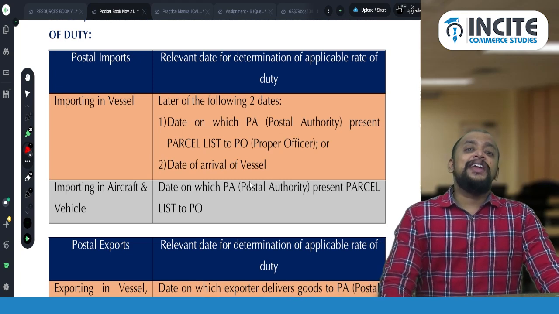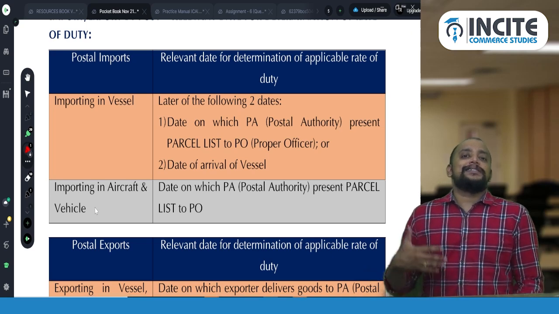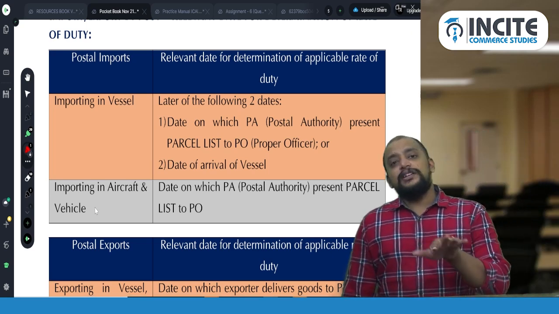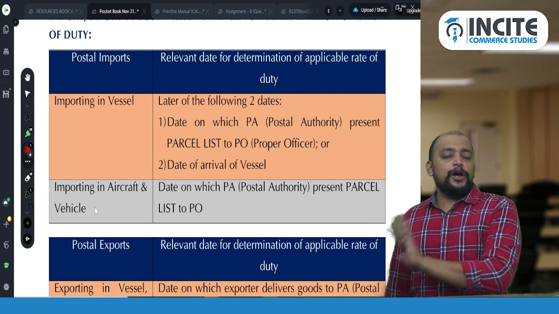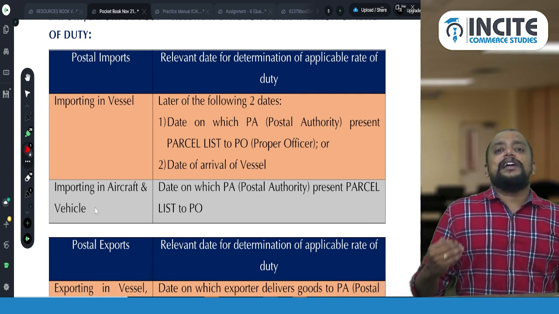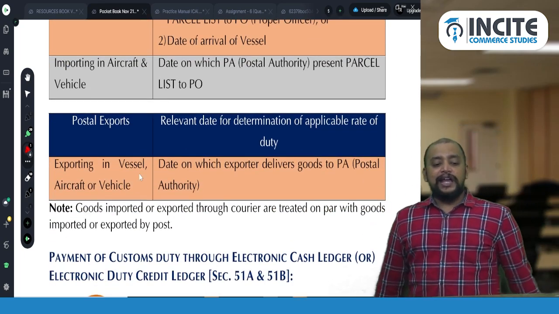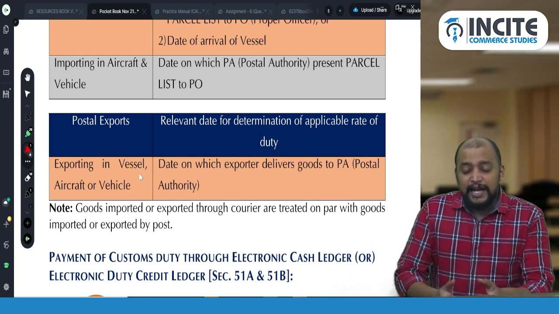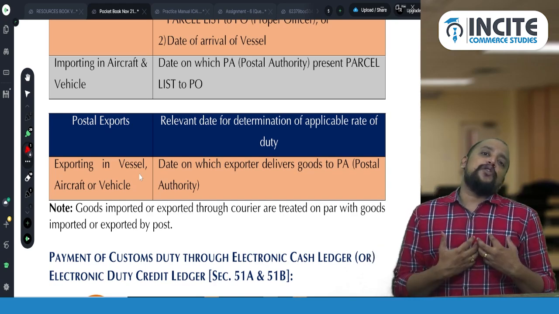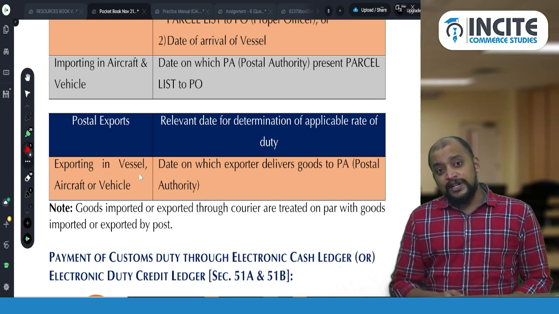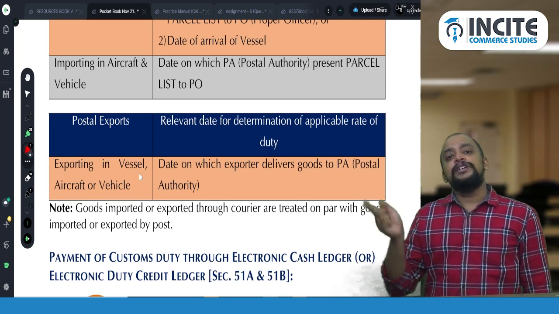In case of aircraft and vehicle, the date on which the postal authorities submit the parcel list to the proper officer; the date of arrival is not there. Here, if it is a courier agency, it submits the parcel list to the proper officer. That's the difference. So that date should be taken as the relevant date. Then in case of exports by post, it is the day when a person hands over the parcel to the postmaster. So the day on which I hand over the parcel to the postmaster, whatever is the rate of duty applicable on those goods, that will be relevant.